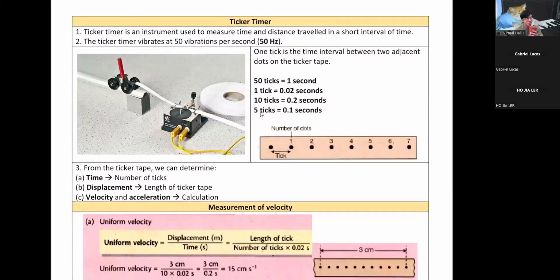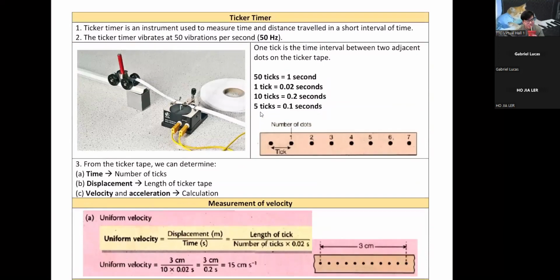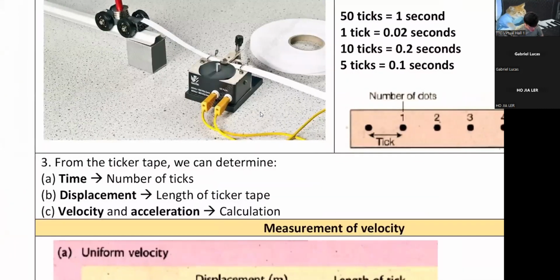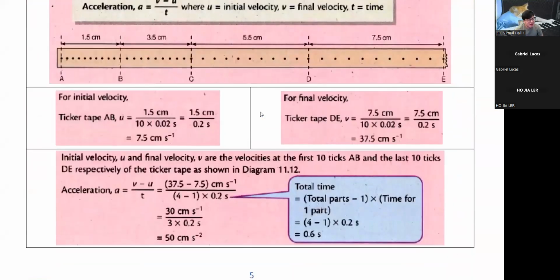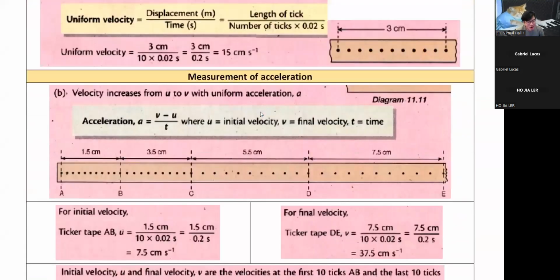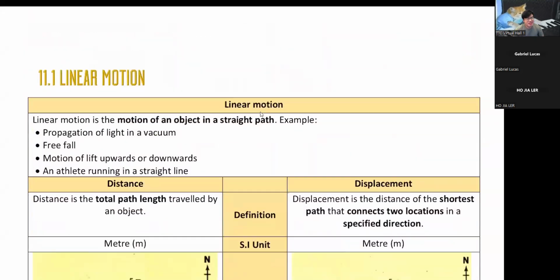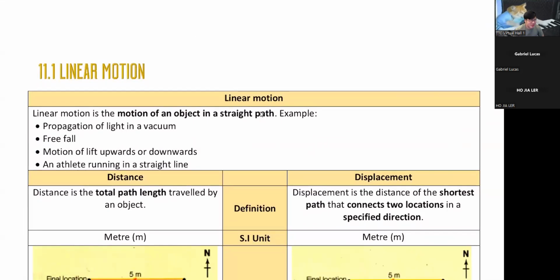Any of you done this experiment in school? This sliding trolley thing with the ticker timer thing. Did you guys do this in school? I'll talk about this later. When you see these dots, ignore this first. It looks harder than it is. It's really easy. So let's jump straight to the point. Today will be a very straightforward lesson.